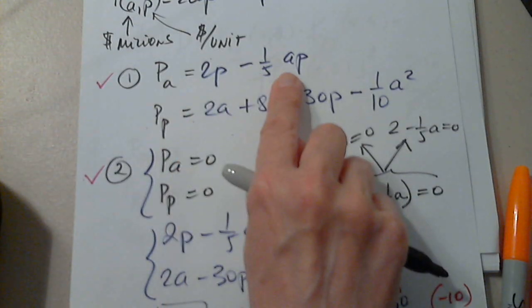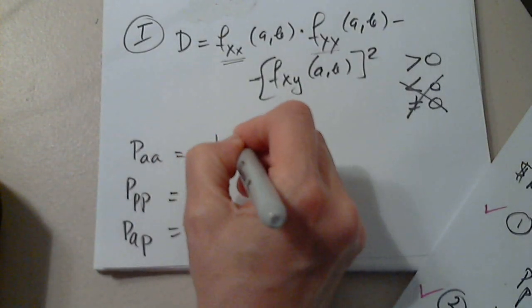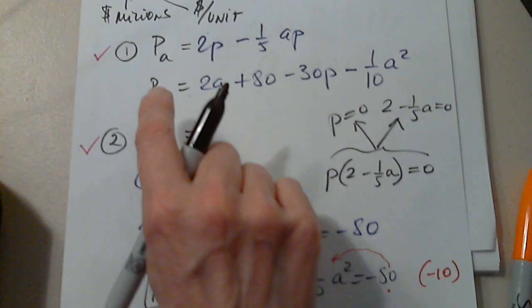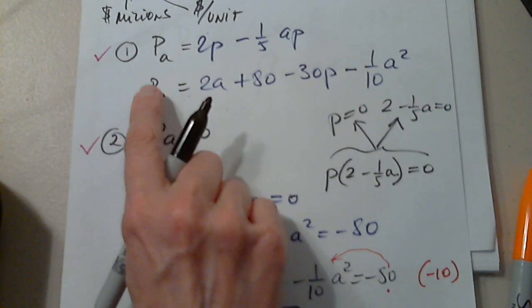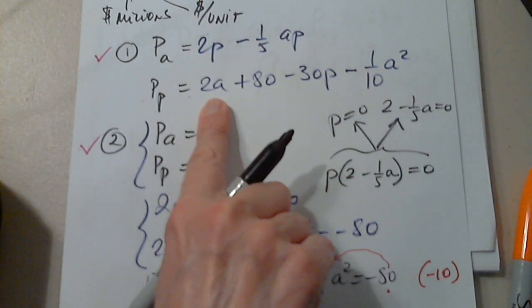Perfect. We differentiate this with respect to A only. Negative 1/5. That's it. Awesome. Negative 1/5 P. Done. Now I want PP. I have PP, but I need PPP. We differentiate this with respect to P.